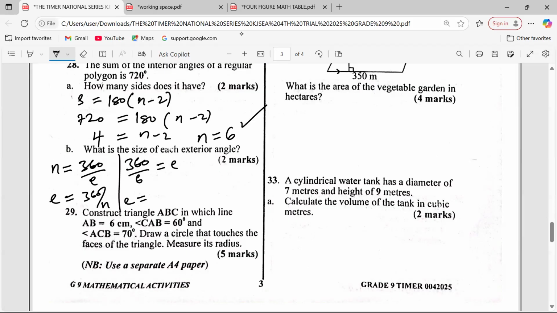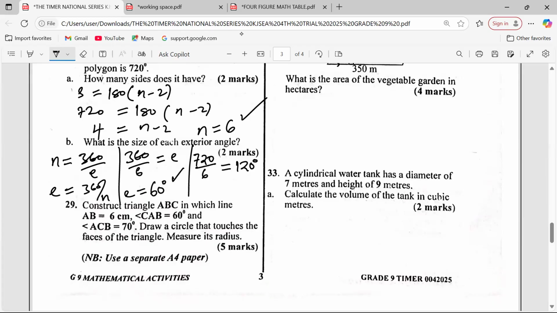This is giving us what? Let me divide 360 over 6. Very true, 60. So we are through. We can also get the interior angle, whereby we take the total interior angles over 6. Each one is 120.